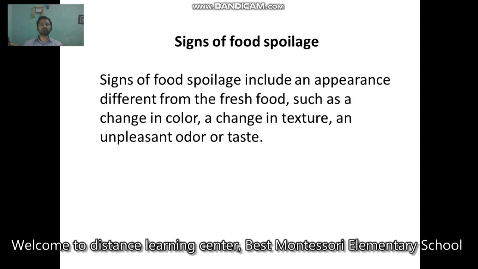Those were the common four factors responsible for the spoilage of food. Now what are the signs? That means it doesn't look fresh, there is a change in color, there is a change in texture, a very unpleasant smell comes in, and there is an unpleasant taste. These are the common signs of food spoilage.